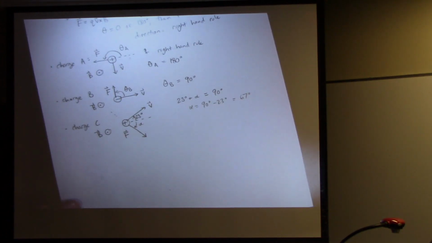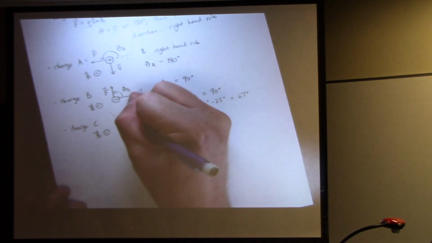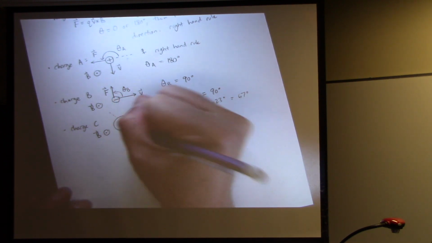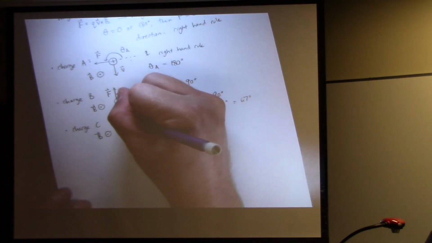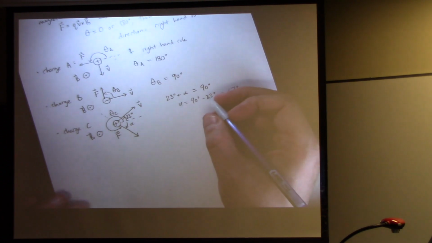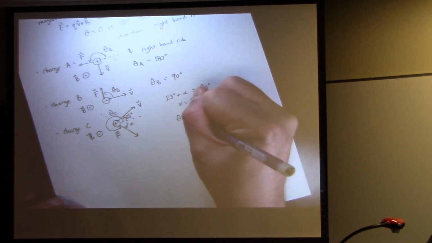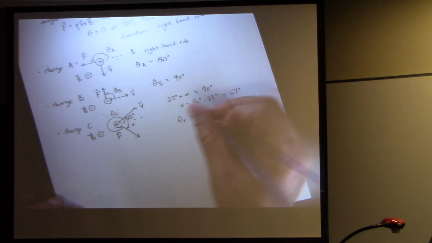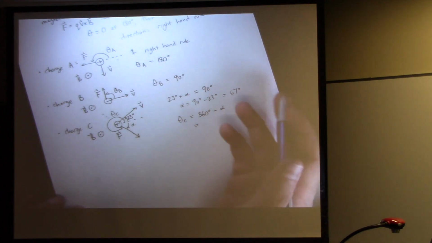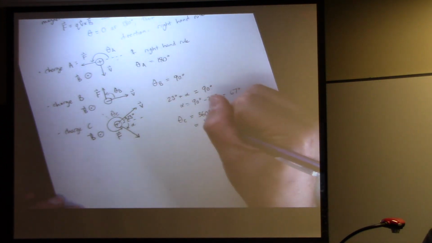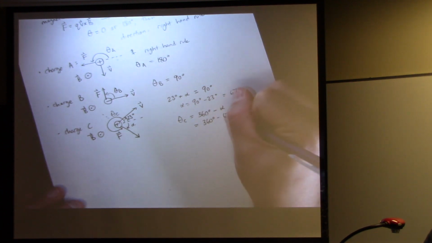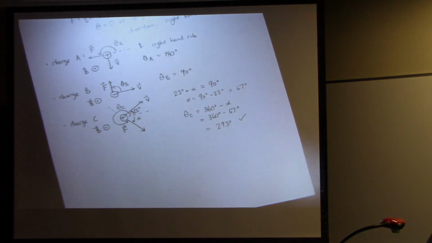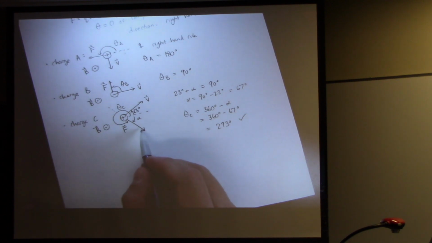Okay? Now that's not exactly the angle I'm looking for. The angle I'm looking for is this one. So go off the positive x-axis, go counterclockwise until you get to the force. Let's just call this theta c right here. And if I want theta c, that's just 360 minus alpha, because of course if I add the two angles, theta c and alpha together, I get a full circle. So I have 360 minus 67, which is 293 degrees. Okay? So that's the angle that this force makes with the positive x-axis.